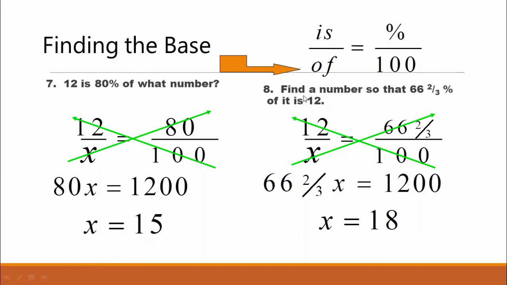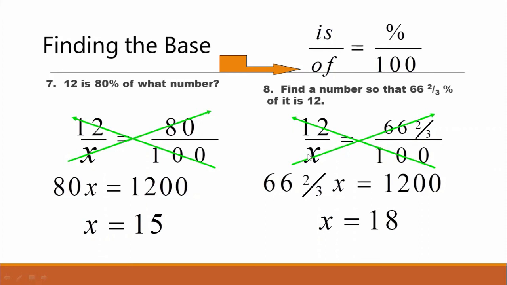Now find a number so that 66 whole 2 by 3% of it is 12. This is means part. So a value connected with is represents the part. A value connected with the of represents the whole. So of is missing, of is unknown. Whole is unknown. Is divided by of: part divided by whole. Part is known. Whole is unknown. Total is unknown.